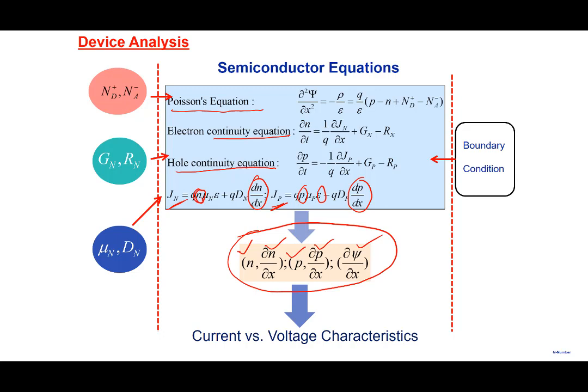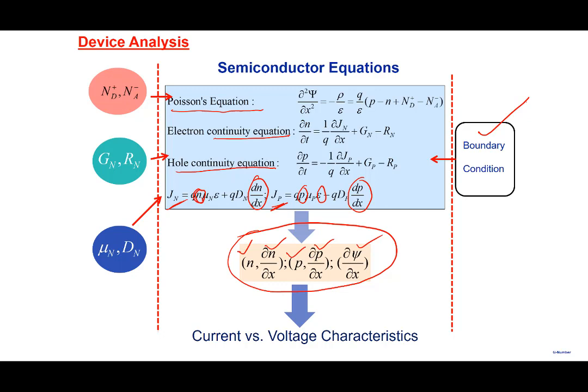Well, you have to solve these equations: Poisson's equation, continuity equation, with the appropriate boundary conditions. You have boundary conditions which give us that the voltage at one end is 0, the voltage at the other end is some 2 volts, 3 volts, whatever it is. So those are the boundary conditions.